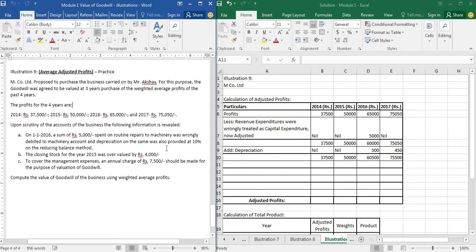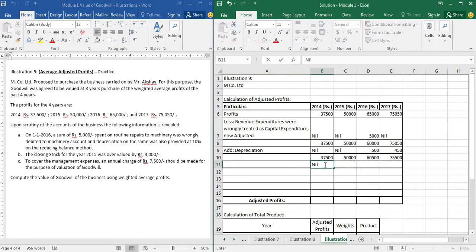See, it says the closing stock for the year 2015. So that means 2014 will not be affected, 2016 will not be affected, and 17 will not be affected. Now the closing stock was overvalued by 4,000. That means the closing stock was shown 4,000 more than what it actually was, which has increased your profits by 4,000. Now we are supposed to rectify it. So we have to write overvaluation.